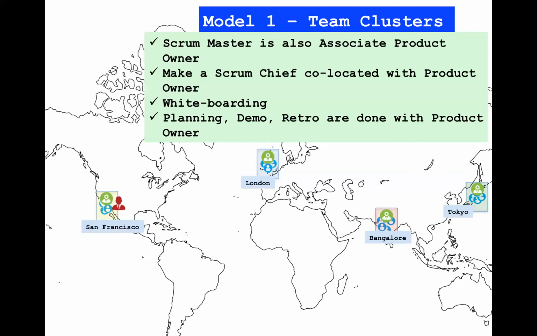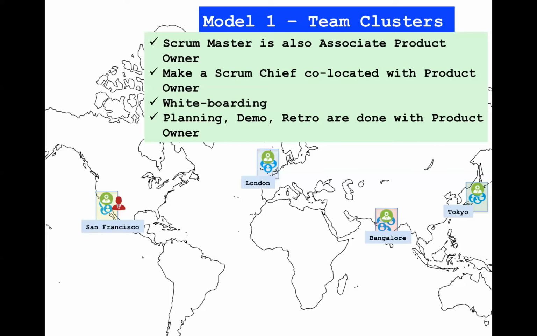Also, everything pertaining to your sprints or your iteration, you have to do planning, demo, retro, all those should be done with the product owner. The chances are you'll be doing it once every sprint, and each sprint is 2 weeks long. Once a sprint, a product owner may have to take calls at odd hours to be able to do this planning, demo, and retro. So this is the team clusters model.